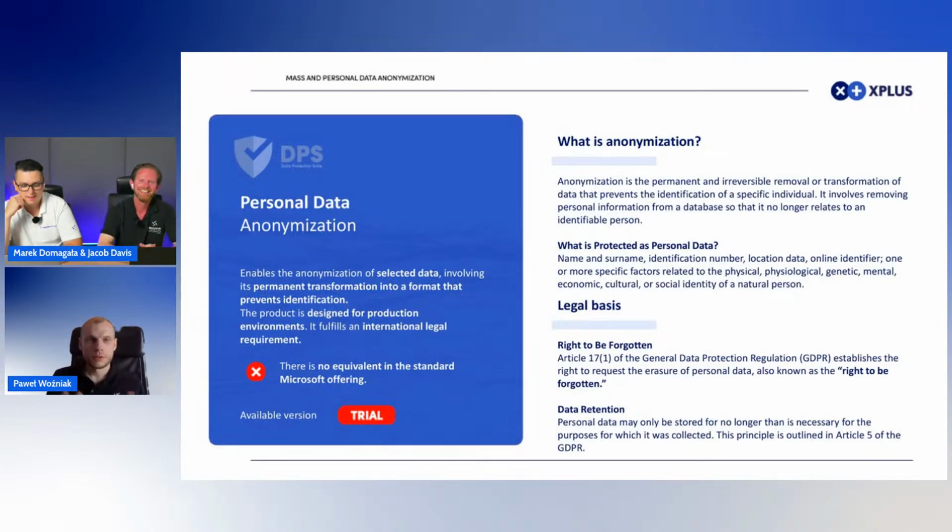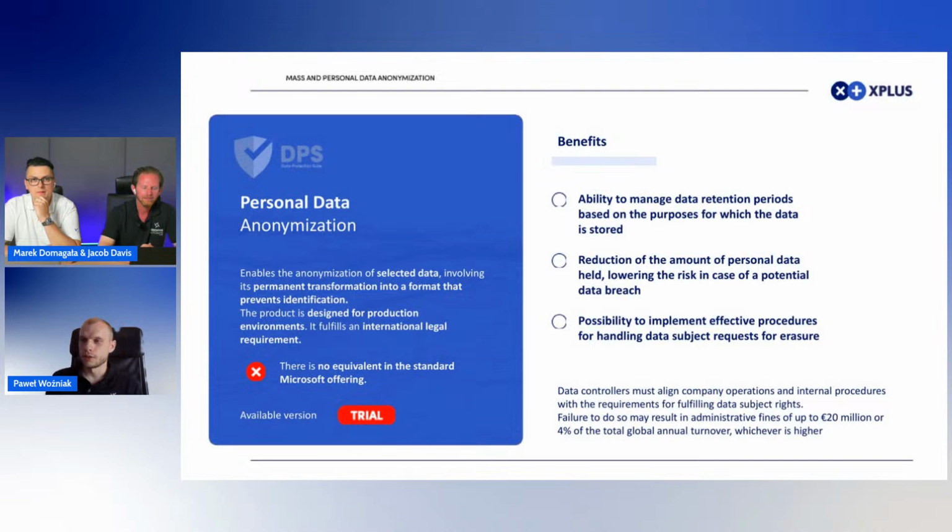So those two products in combination are the data protection suite from our side, in a bundle. What are the benefits of personal data anonymization? Of course, the ability to manage data retention, which we mentioned, and a reduction of stored personal data. So in case of any leaks or any breaches of our database, when we store less personal data, there is a lower risk that we will have any problems around that.